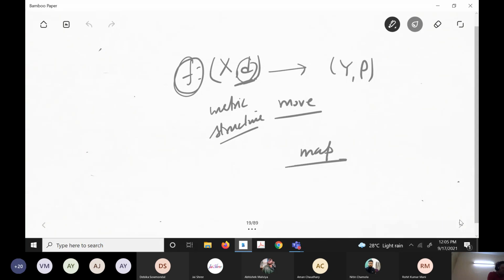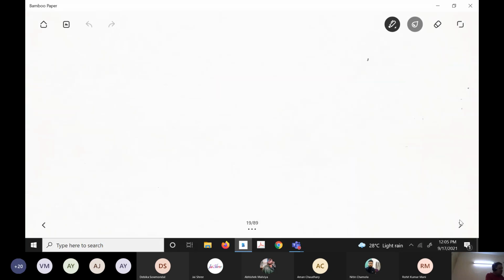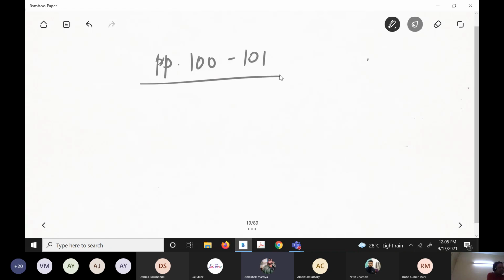Just because continuity may be needed in the exam, I will give you the definition of continuity. You should read pages 100, 101 and 102. The thing is that you have a function which should reflect the metric.